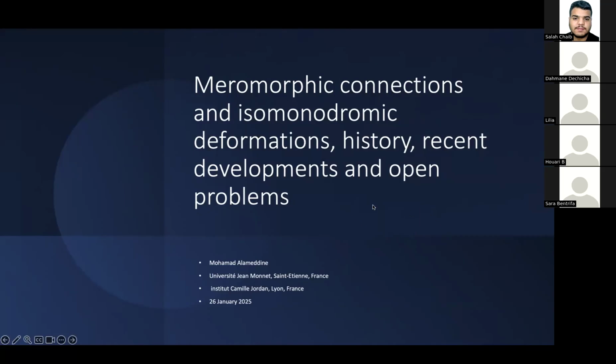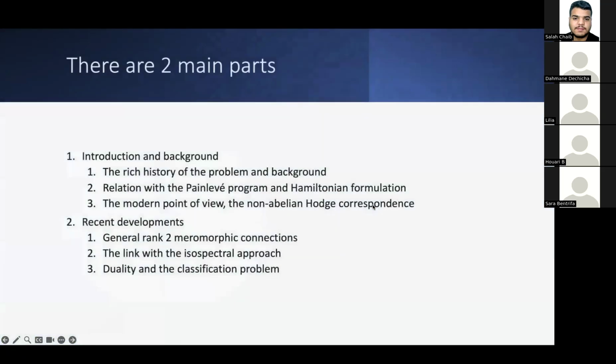through my talk. So first of all, the talk is going to be decomposed into two main parts, an introduction and a background. The rich history of the topic first, and the problem as first laid out by Riemann, the relation with the Painlevé program, and why this topic is considered not just algebraic geometry, but also has a lot of fruitful applications in Hamiltonian formulation, symplectic geometry, mathematical physics, integrable systems, and many others.